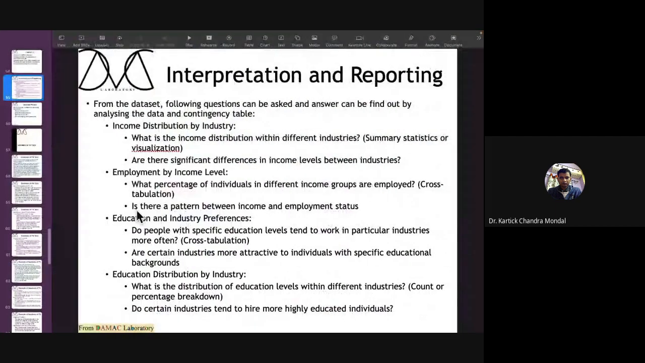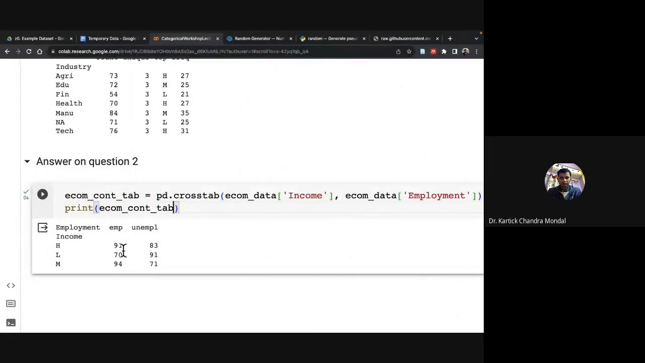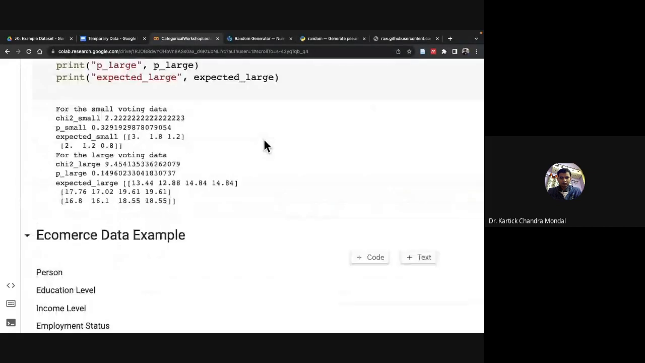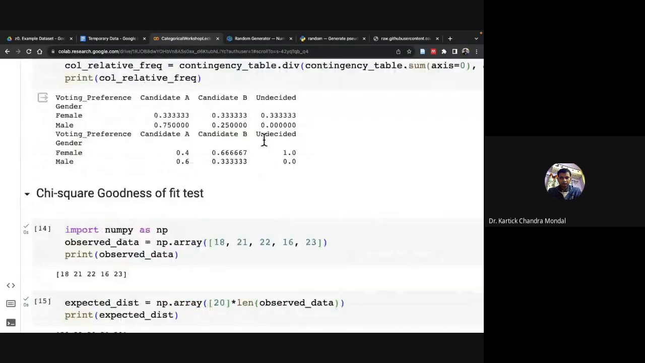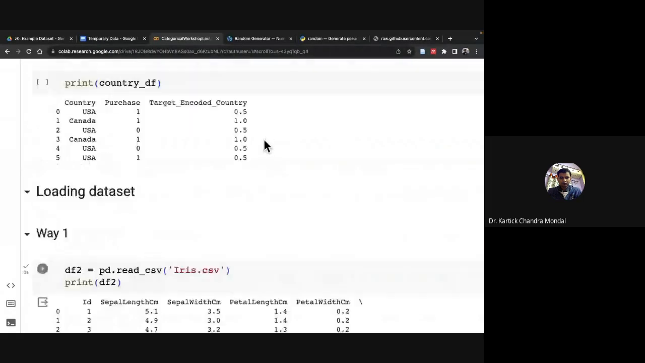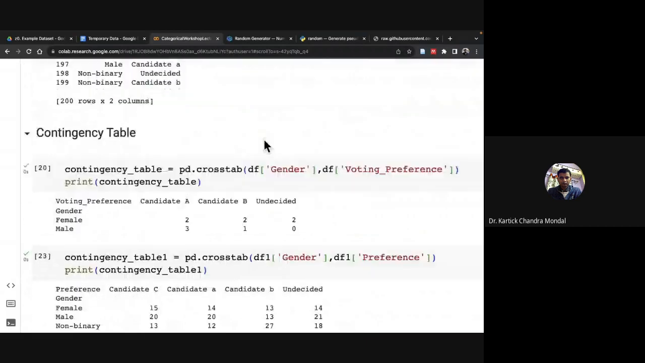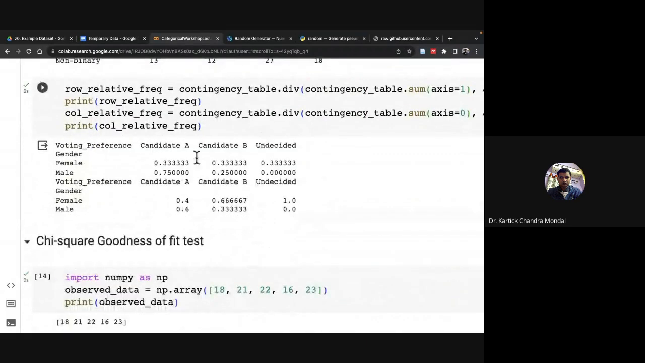Okay. So is there a pattern between income and employment status? Of course, you can find the pattern between the low income group and the unemployed, the majority of the unemployed values. And if you convert it into percentage, you can get a better understanding of the result. For converting it into percentage, where is the percentage? Yeah, this one.